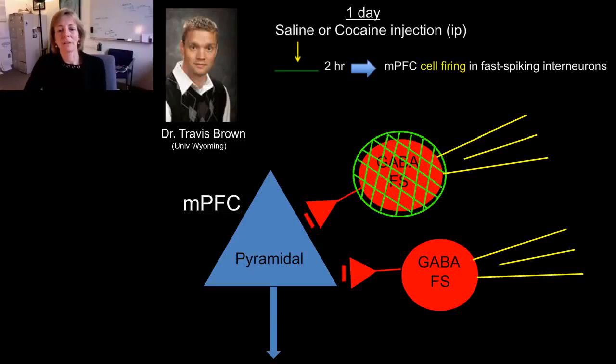We also are just at the beginning of some electrophysiological studies, and this is done in collaboration with Dr. Travis Brown at the University of Wyoming. What he's done is to give saline or cocaine injection, again as before, wait 2 hours, and then look at prefrontal cortex cell firing, and in particular looking at these fast-spiking interneurons that contain nets, as well as fast-spiking interneurons that do not contain nets in this deep layer of the prefrontal cortex in layers 5 and 6, where the pyramidal neurons have their outputs to the nucleus accumbens.